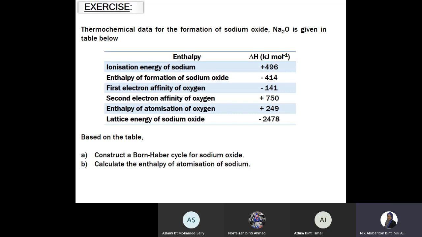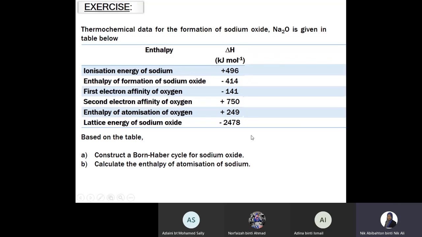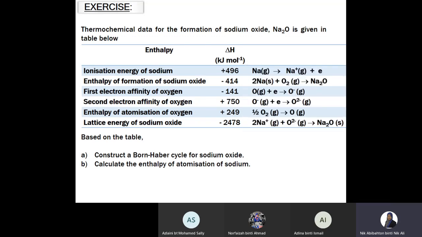Different, right? Just now we looked at the examples. Example 1, calculate the lattice energy. Example 2, calculate the enthalpy of formation. But this time, as our exercise, we try to calculate the enthalpy of atomization of sodium. Again, you should be able to write the equation according to the definition. Practice to remember all of these definitions and write the equation correctly.